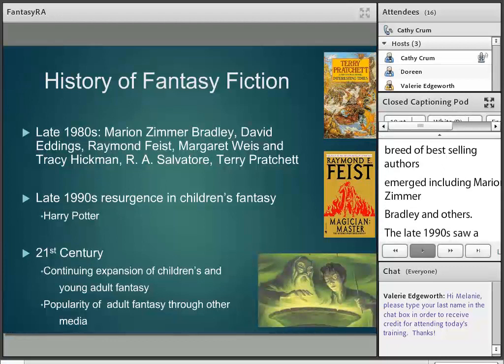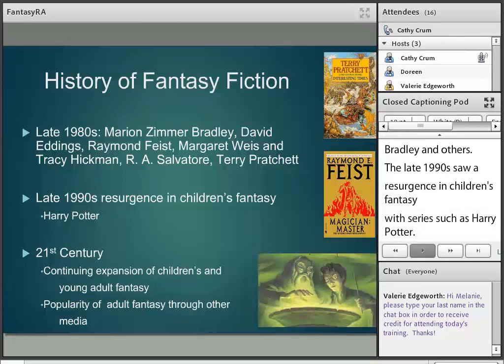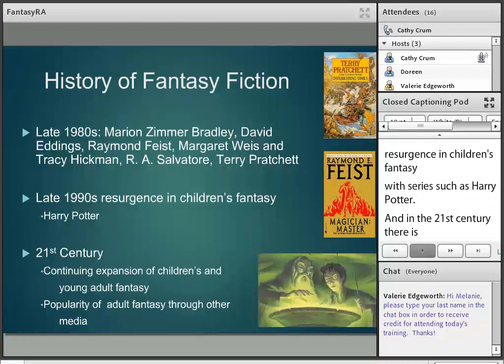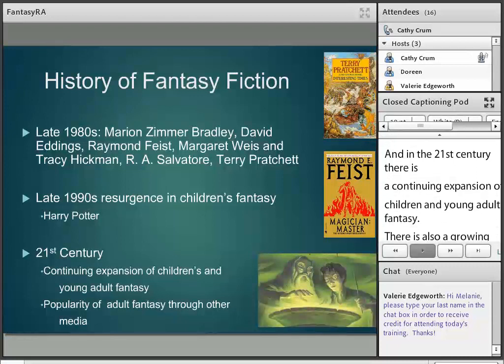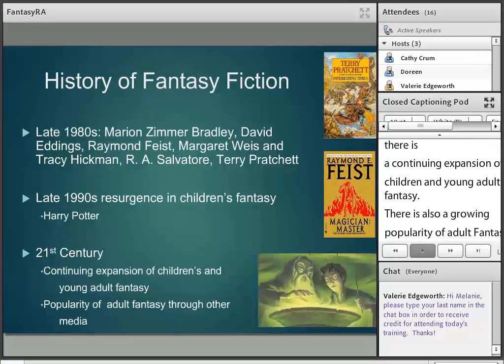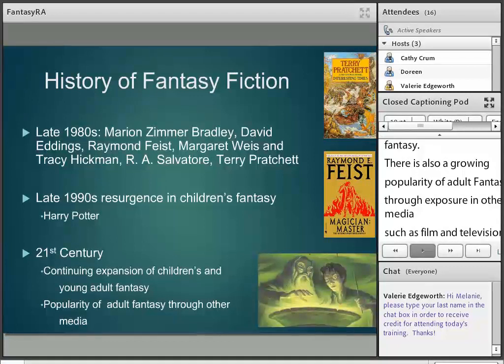The late 1990s saw a resurgence in children's fantasy with series such as Harry Potter. In the 21st century, there's a continuing expansion of children's and young adult fantasy. There's also a growing popularity of adult fantasy through exposure in other media, such as film and television. We have much to thank Game of Thrones for.